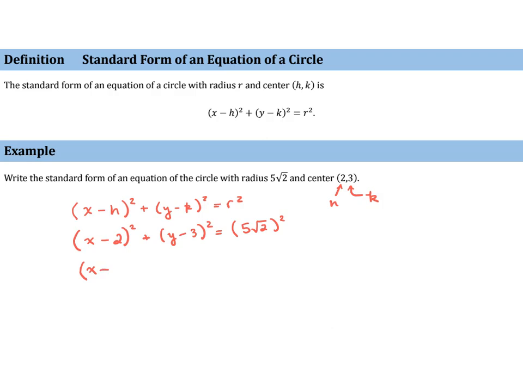So we have x minus 2, quantity squared, plus y minus 3, quantity squared, and to square 5 square roots of 2, we square the 5, we square the square root of 2, and get 2. And so our circle's equation in standard form is x minus 2 quantity squared plus y minus 3 quantity squared equals 50.